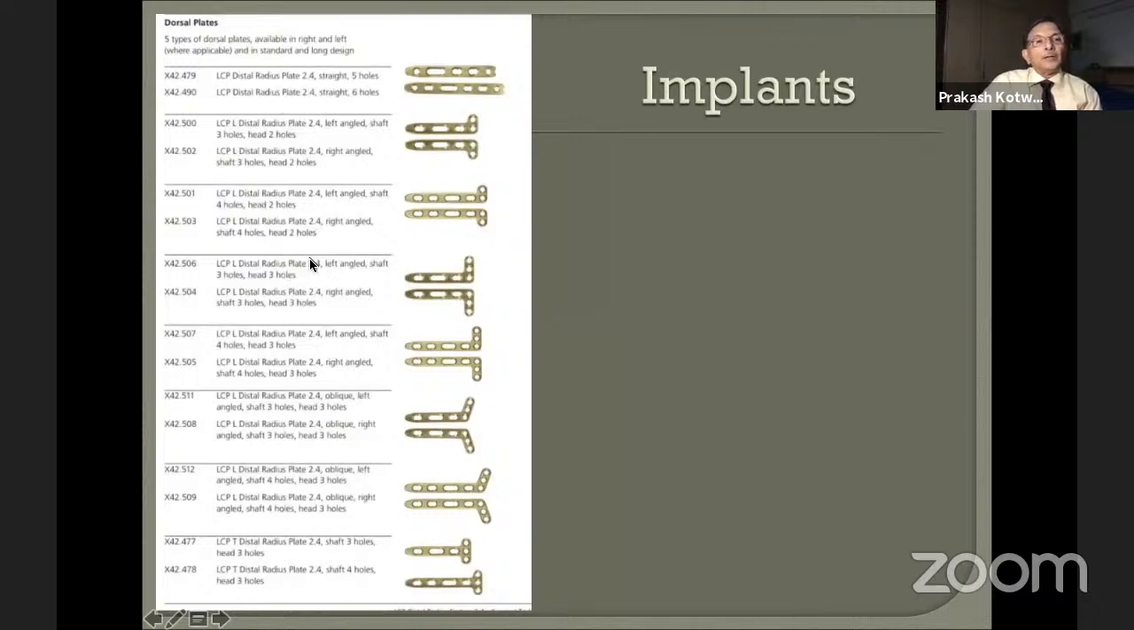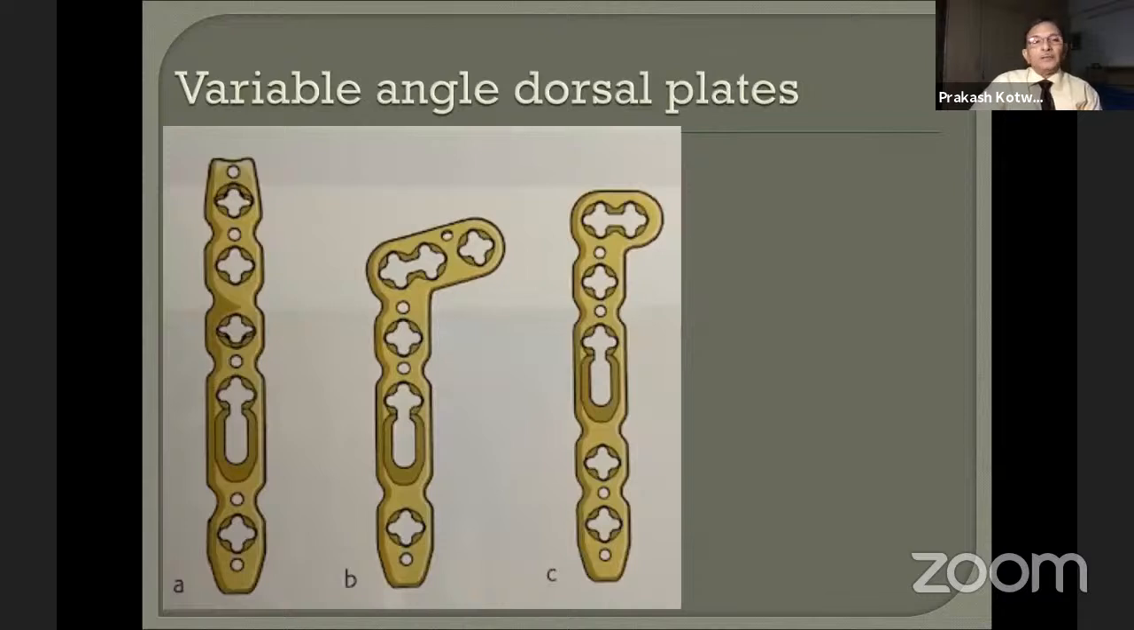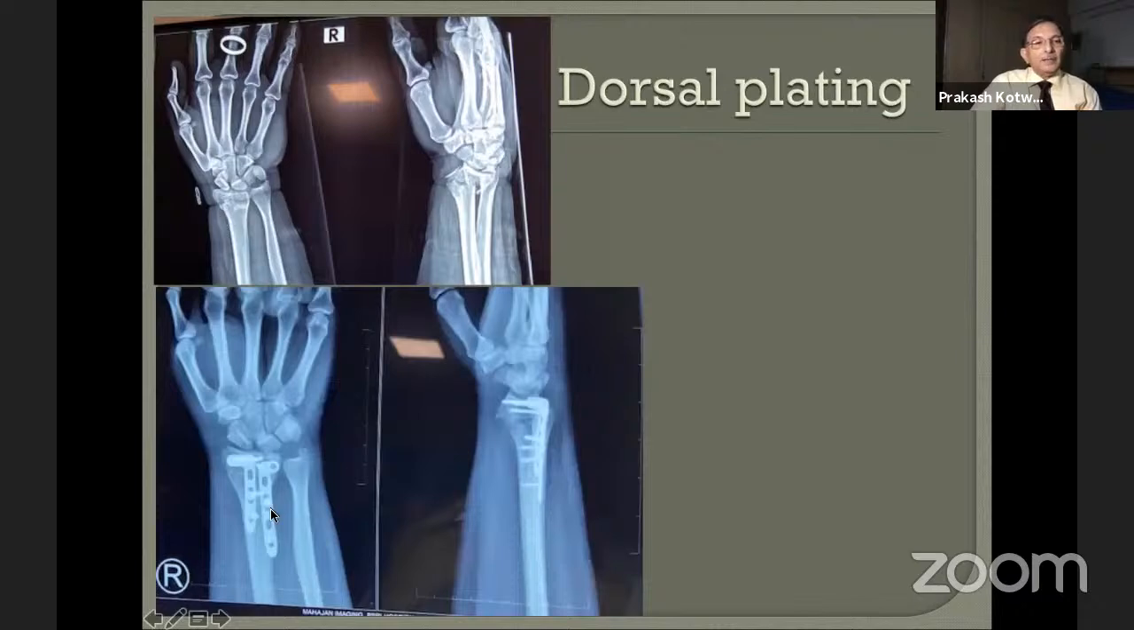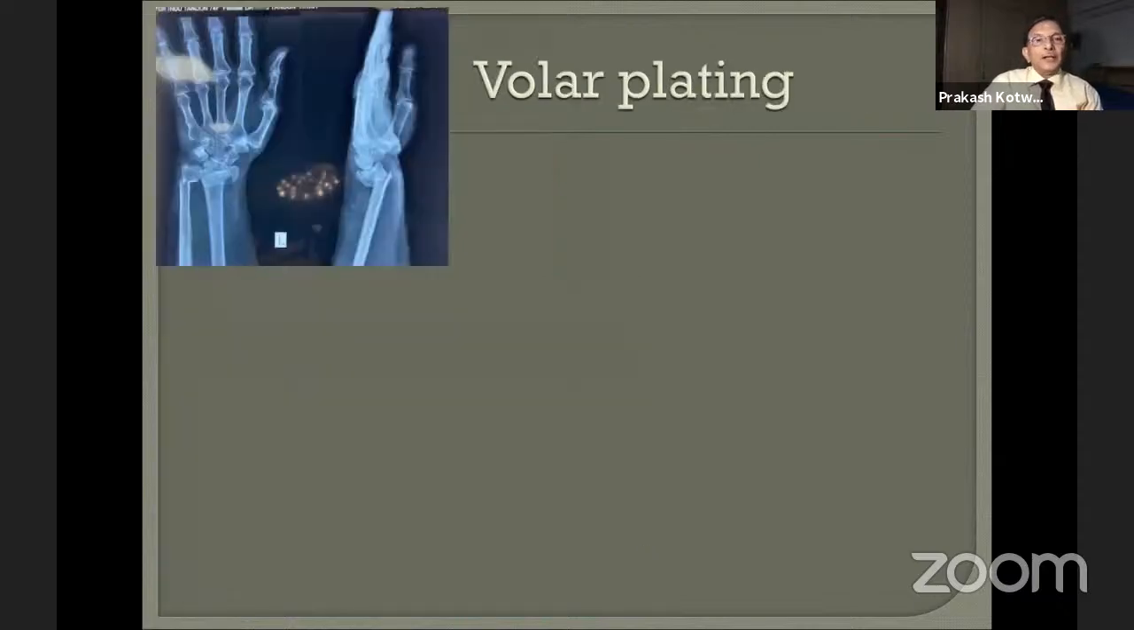These are the various implants, 2.4 millimeter and so on, which you can use, in different shapes. They are all low profile plates meant especially for dorsal plating. And these are the variable angle plates. They are also available, maybe not so easily or freely here, but they are definitely available for use on the dorsal surface. So this is an example of dorsal plating, and as I told you earlier, you may require 2 plates on the dorsal side to get a good reduction and anatomical restoration of the distal radius.